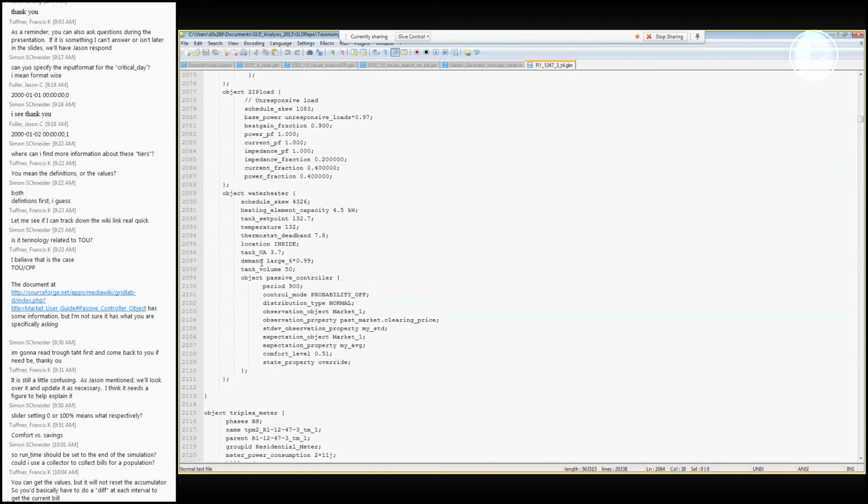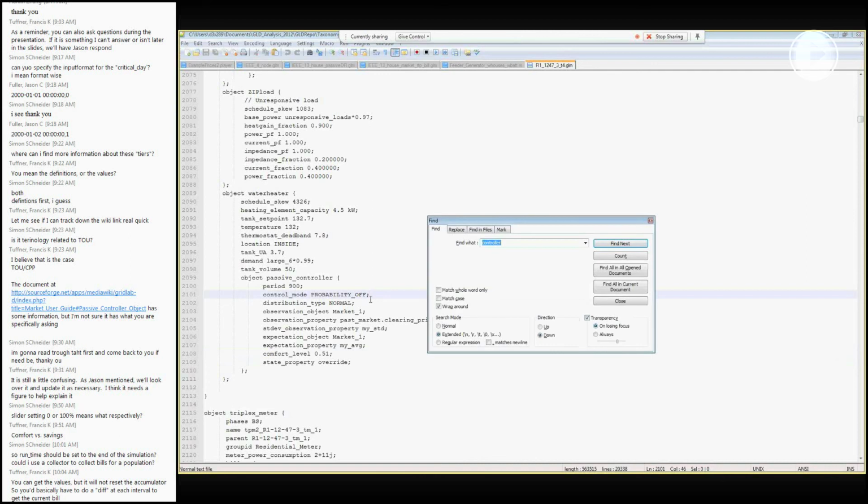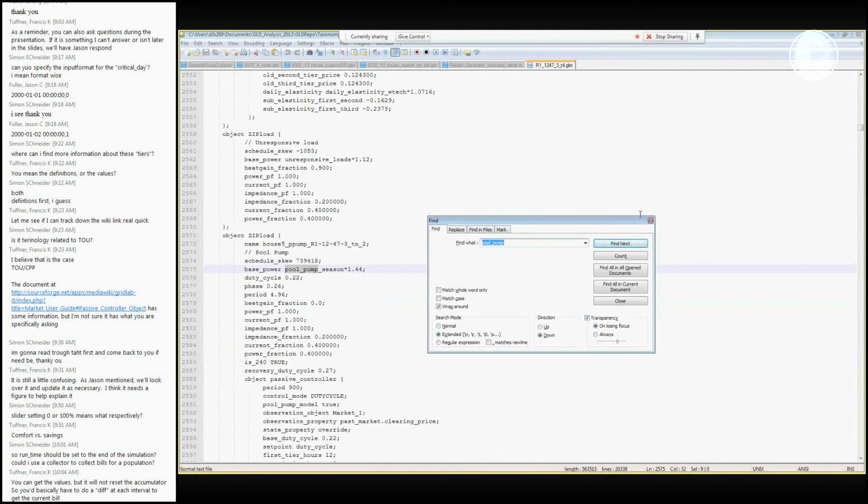But then, it looks at, okay, here's our water heater. Here's how we build a passive controller to do some response to a probability of being off. So basically, when you go into critical peak pricing, this guy should be turning off about 50% of the time, is roughly what that will come out to look like. We can also look at some of the pool pump controls, for example.